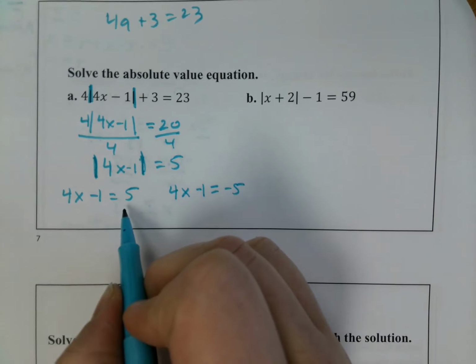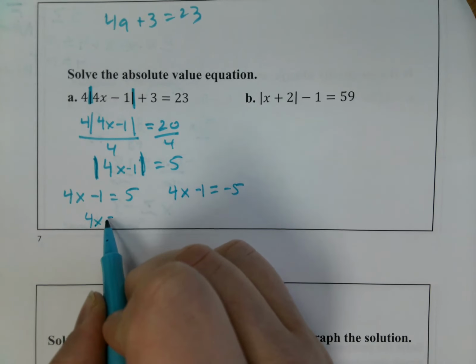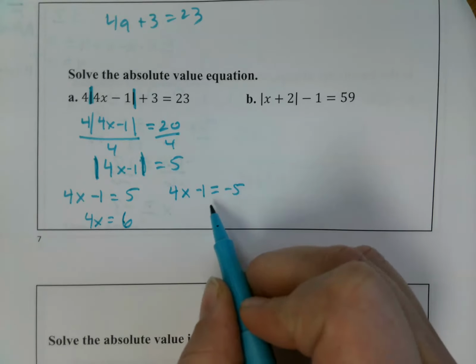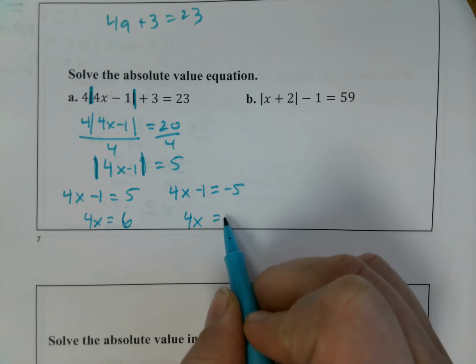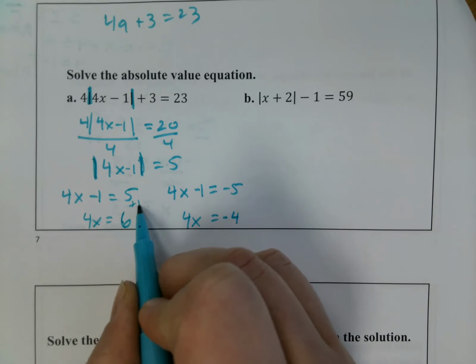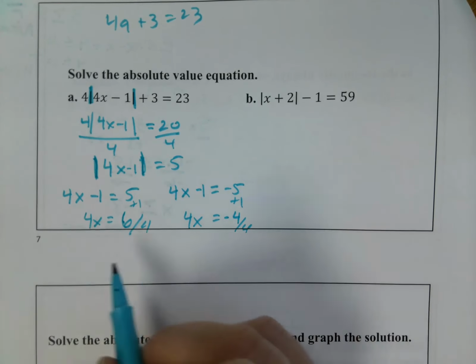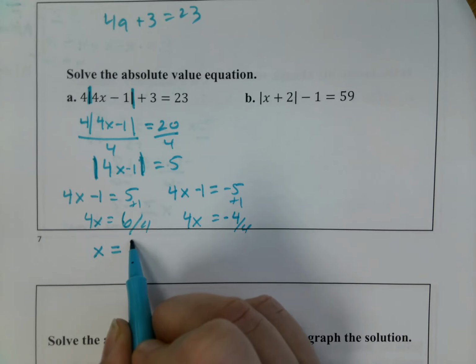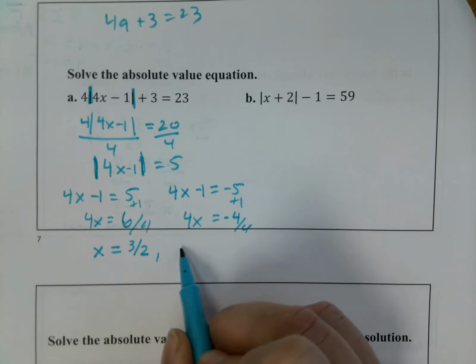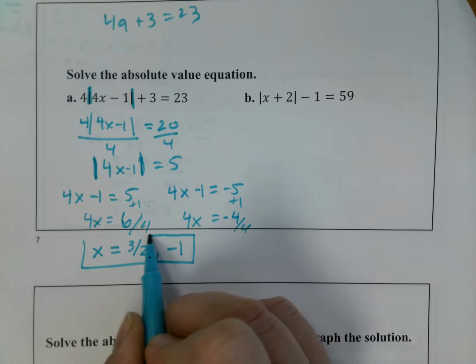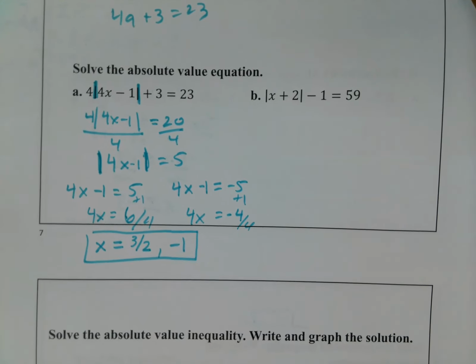So I have to add over the 1, so 4x would be equal to 6. Here, if I add over the 1, I have 4x is equal to negative 4, because I'm adding that 1. And then divide by 4. So my two answers, x would be equal to either 3/2 or negative 1. So I have two answers when I have absolutes.